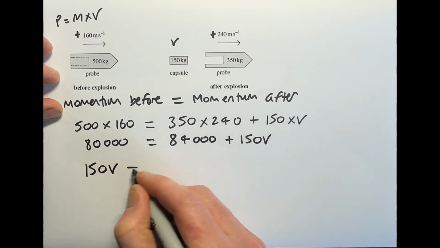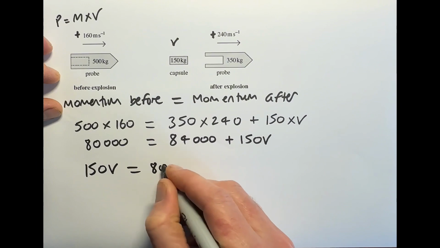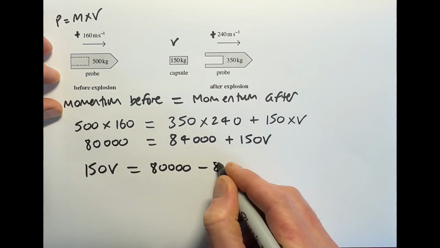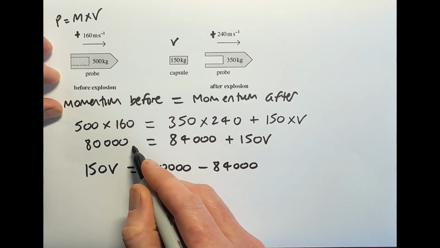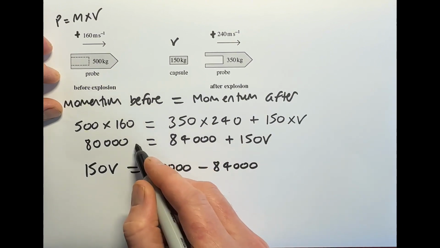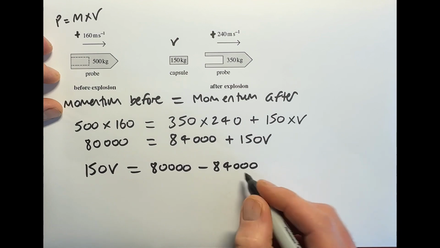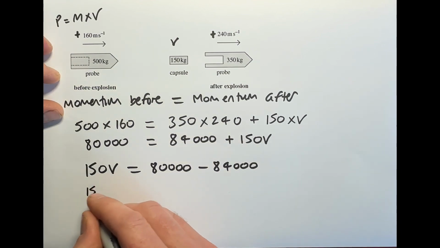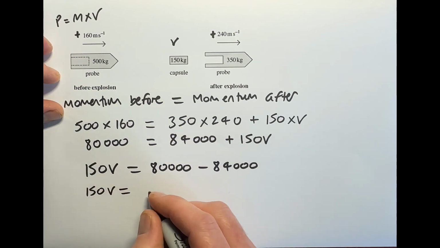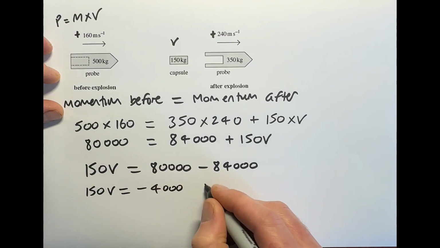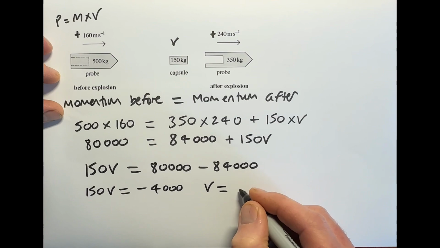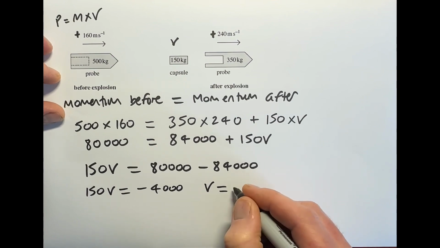So if we rearrange this, we're going to find that 150V is equal to 80,000 take away 84,000. So basically I've just taken that over to the other side. It was a positive on this side, so it becomes a negative on that side. So that means that 150V is equal to minus 4,000, and therefore V will equal minus 4,000 divided by 150.